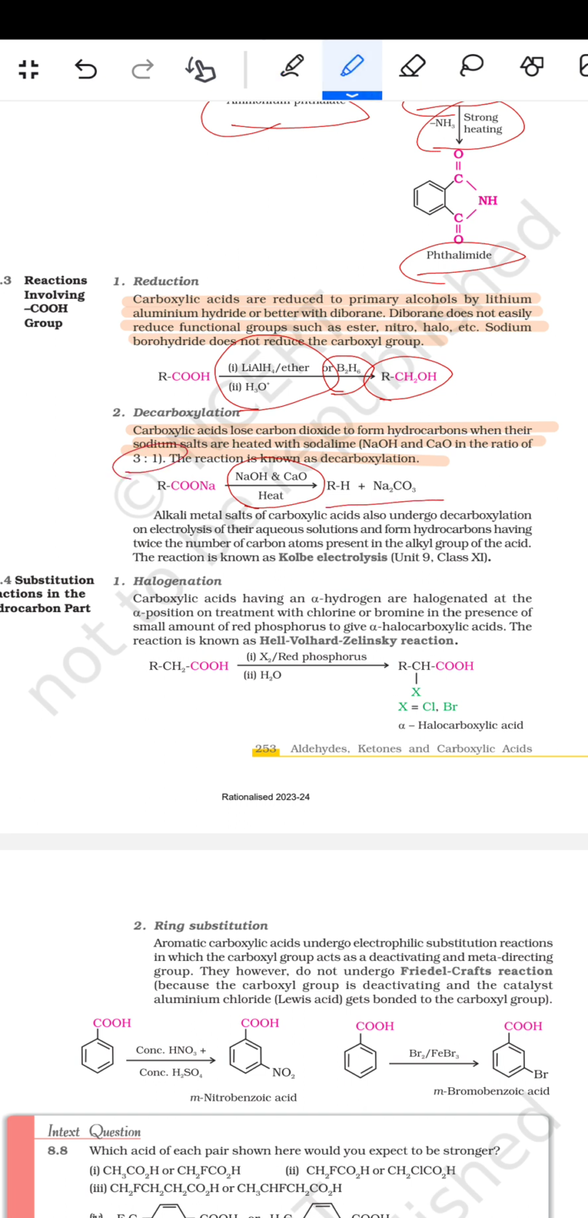इसके बाद फिर alkali metal salts of carboxylic acids also undergo decarboxylation on electrolysis of the aqueous solution and form hydrocarbons having twice the number of carbon atoms present in the alkyl groups of the acid.